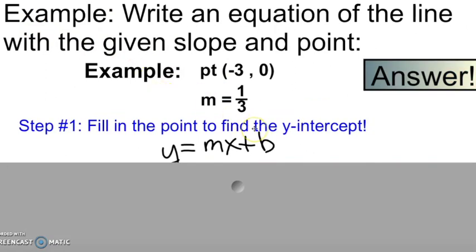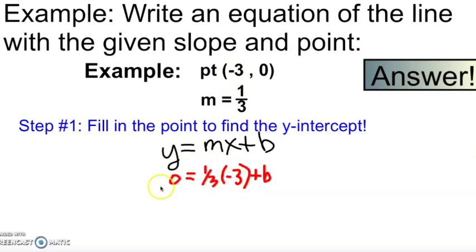All right, let's try it again. So in this case, the given point is -3, 0, and my slope is positive 1/3. So I just fill it in. Y is going to have 0, m is going to have 1/3, and x is going to have -3. So it looks just like this. And now I'm just going to work it out to figure out what my b is.